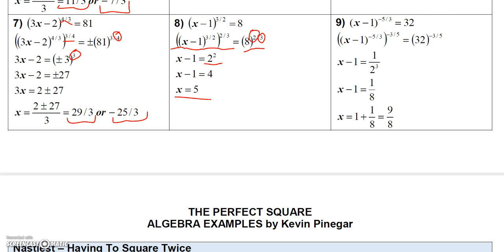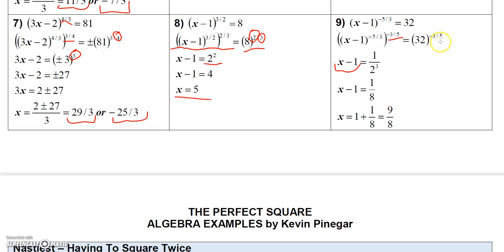Okay, the last one I wanted to do is a negative exponent. If I have a negative exponent, I'm still going to raise it to the reciprocal. But what's the reciprocal of negative 5/3? It would be negative 3/5. So if I raise this, to the negative 5/3, to the negative 3/5, it will eliminate the power, and I'll just get x minus 1. But now I have to raise 32 to the negative 3/5.